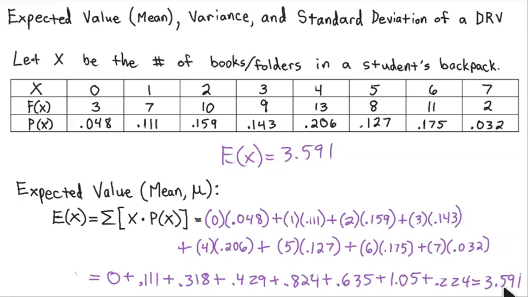Now note that they can't actually have 3.591 books because the number of books is a discrete random variable, but the mean does not have to be itself a discrete number, okay? The output values, the observations have to be discrete, but the mean itself does not have to be discrete. That's how we calculate the mean of a discrete random variable. Now we're going to use that number and move on and learn how to calculate the variance.